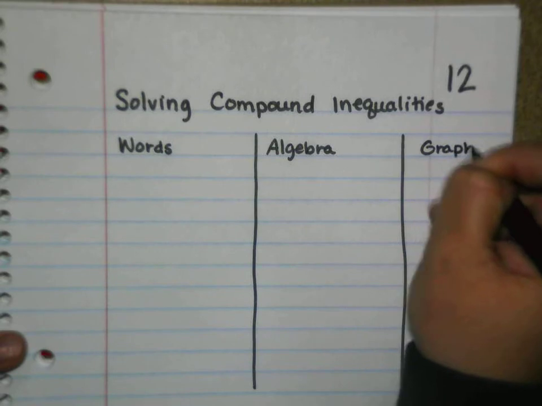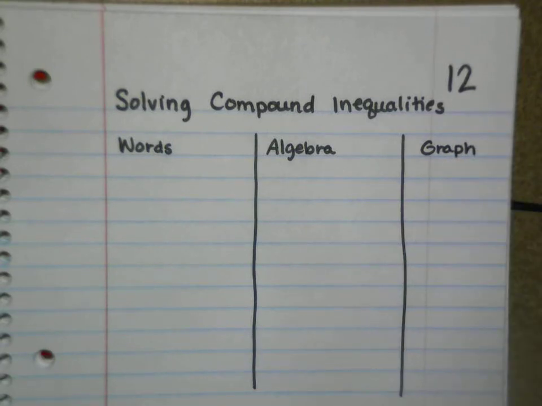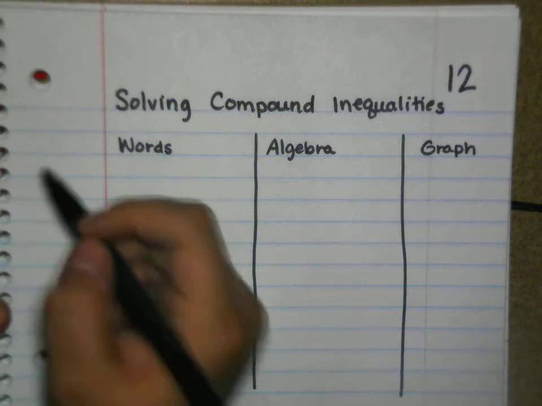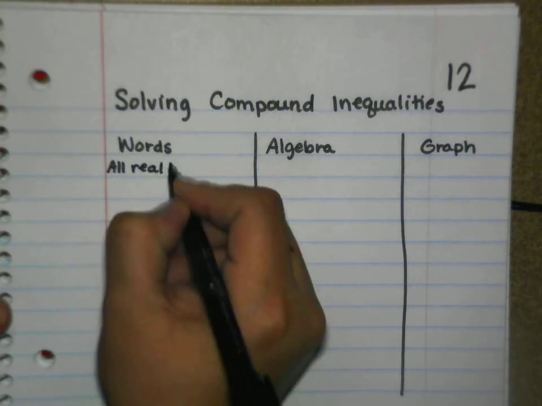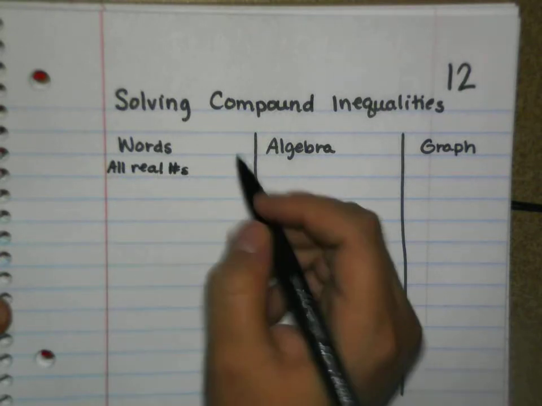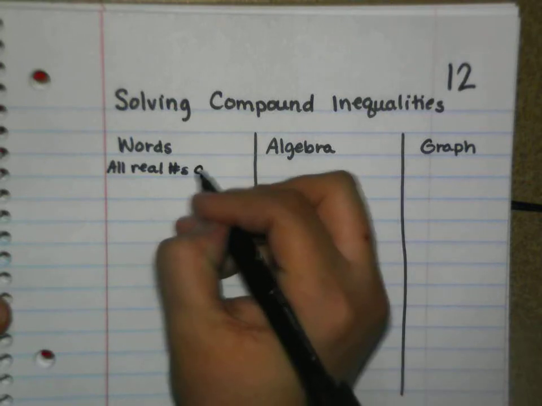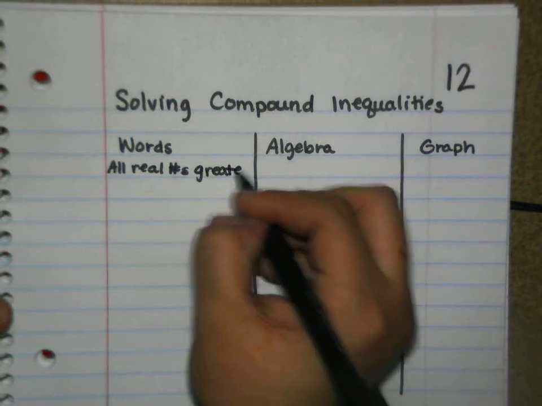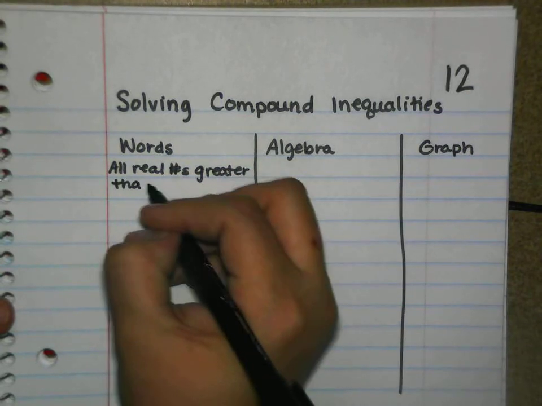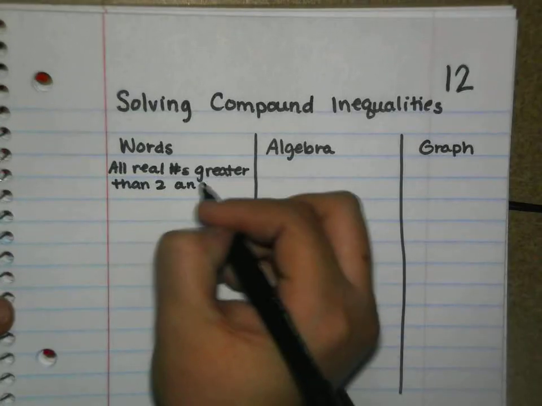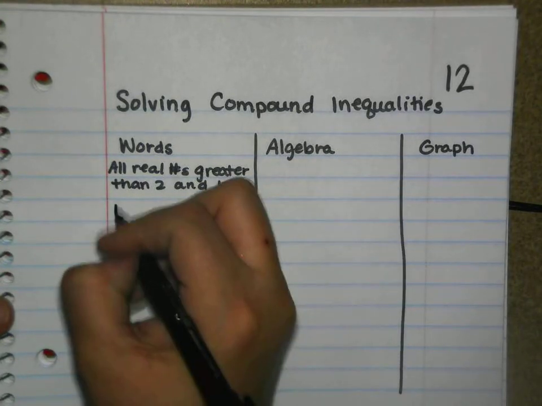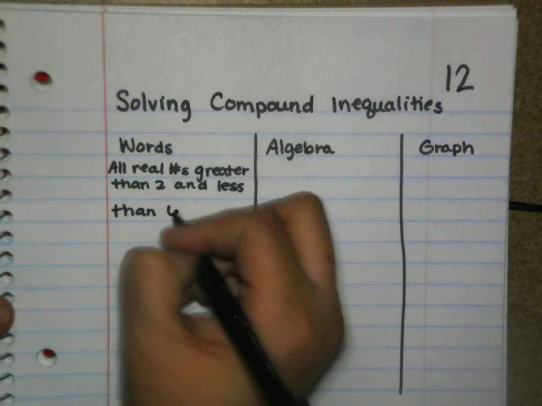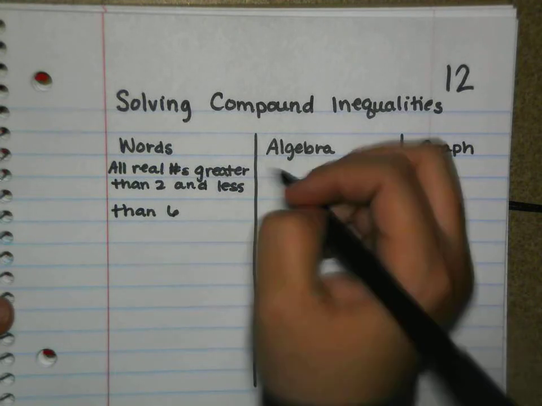Okay, we're going to show you how we're going to look at these different inequalities both in our language, algebraically, and in a graph. So the first one is going to say all real numbers greater than 2 and less than 6. So greater than 2 and less than 6.